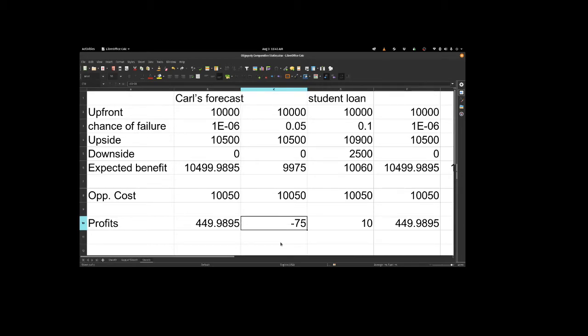What's $75 between friends? Not really a big deal, but we're not friends anymore.